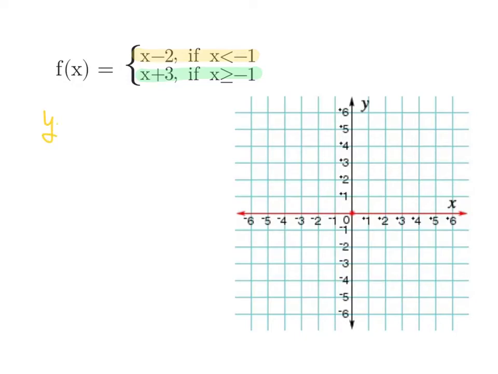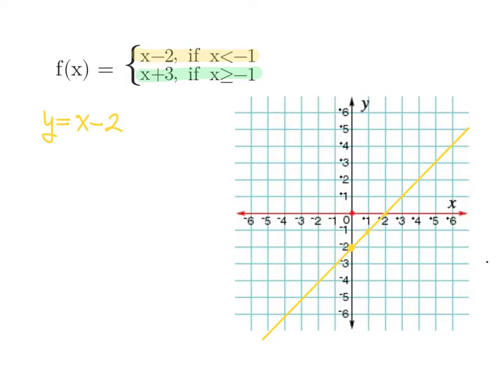And what we want to do is to graph the line y equals x minus 2. Well, y equals x minus 2 has a y-intercept at negative 2 and a slope of 1. So we'll plot a few more points and graph our line. Okay. Now, this is the entire line, but we were told f of x is only going to equal this x minus 2 line if x is less than negative 1.